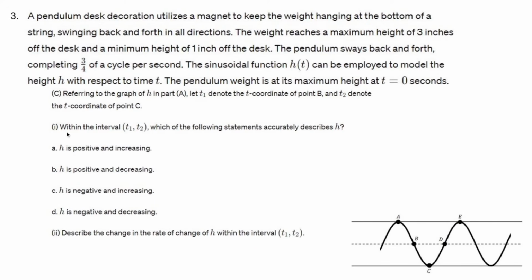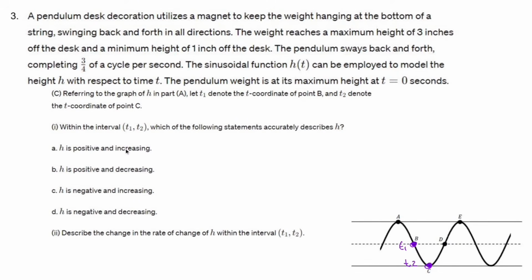Part C has us referring to the graph in part A. Great. So I have that back. Let T sub 1 denote the T coordinate of point B. So you are also T sub 1. And T sub 2 denote the T coordinate of C. All right, so that's T sub 2. Within the interval T sub 1, T sub 2, which of the following statements accurately describes H?